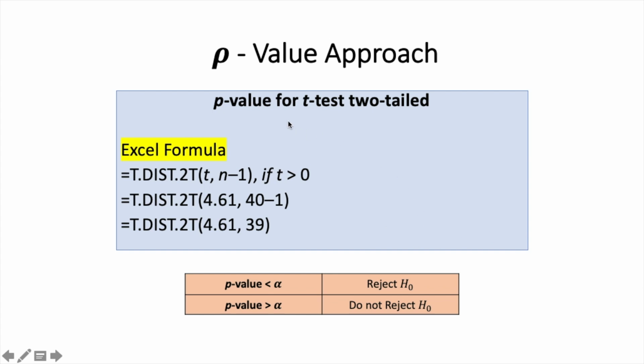So for the p-value, for a two-tailed t-test, we will use the Excel formula T.DIST.2T, with t and degree of freedom n minus 1, and we will use this formula if the t is greater than 0. So we know that the t is greater than 0. It was almost 4 just now. So I plug into the formula. I know that the t is 4.67 and the degree of freedom is 40 minus 1, which is 39. So let's calculate the p-value from the Excel.